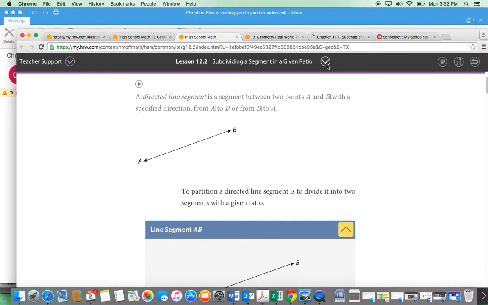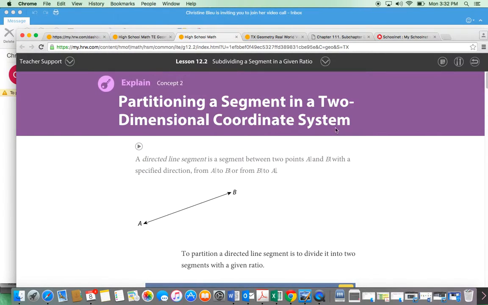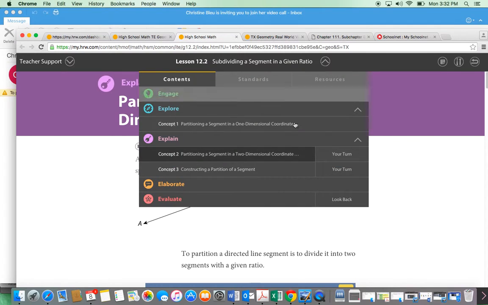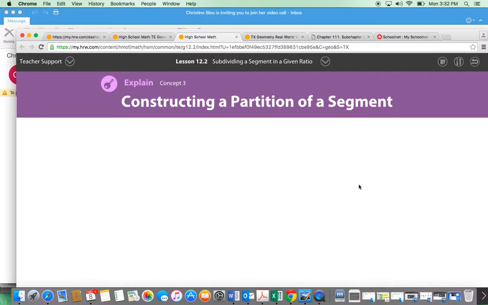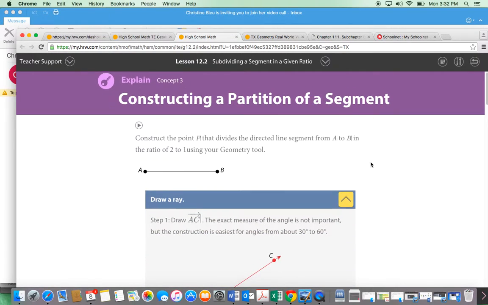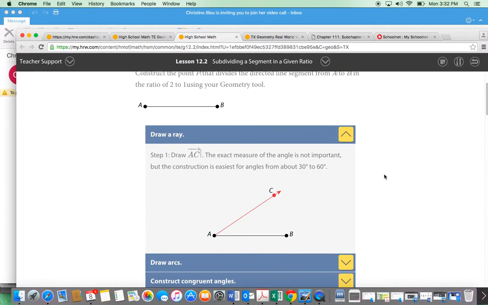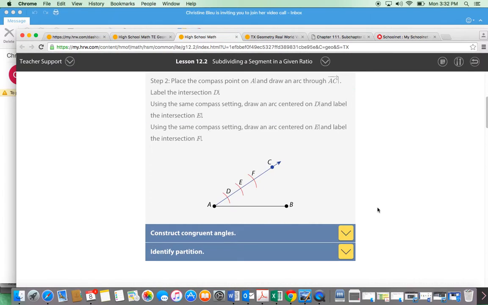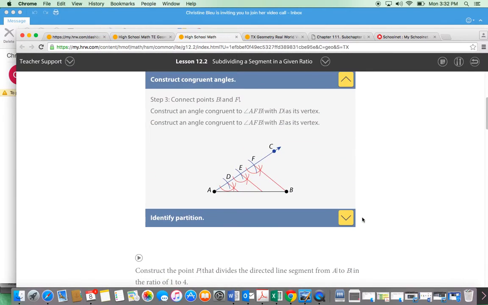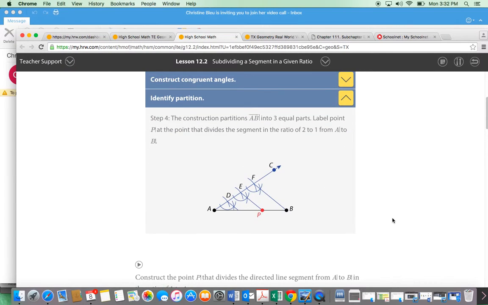So the way the standard reads, we want the students to subdivide the segment using coordinate proof. However, it can also be done using constructions. This is just another method of getting it. So concept 3 shows the kids how to use constructions to subdivide a segment by creating congruent segments. Just remember that what the standard's looking for is the coordinate method.